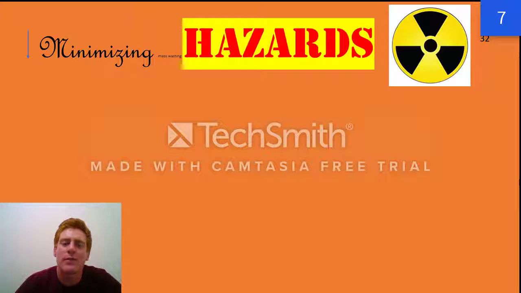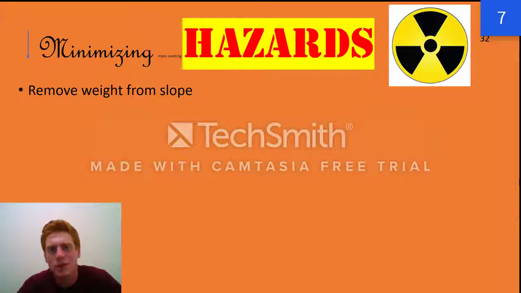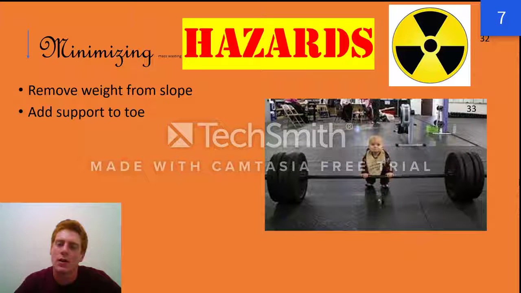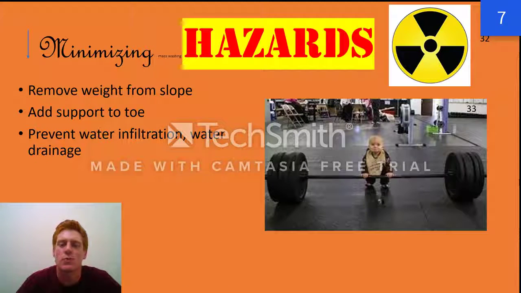Anyway, there's a wide variety of ways to mitigate mass wasting hazards because we can stop Dwayne "The Rock" Johnson together. These include removing weight from the slope, adding support to the toe of the slope, which is at the base of the slope, adding metal fencing, which you can see along roadways, and preventing excess water from infiltrating the earth. You can also enhance water drainage from the slope.